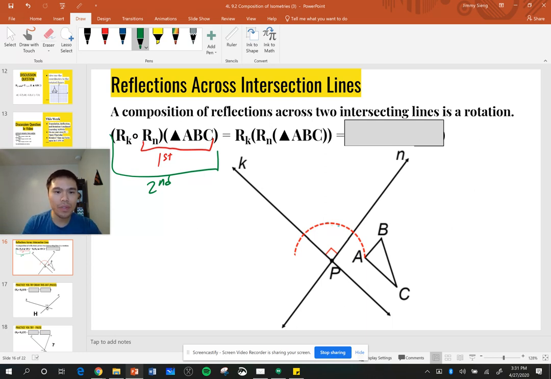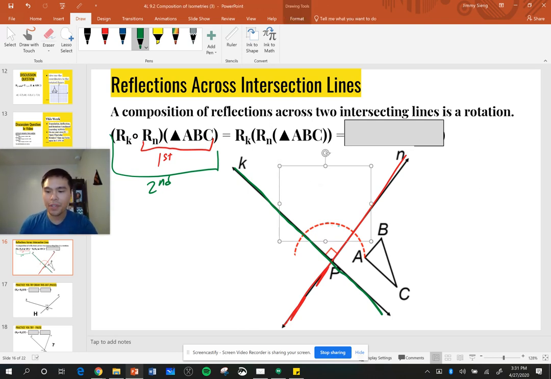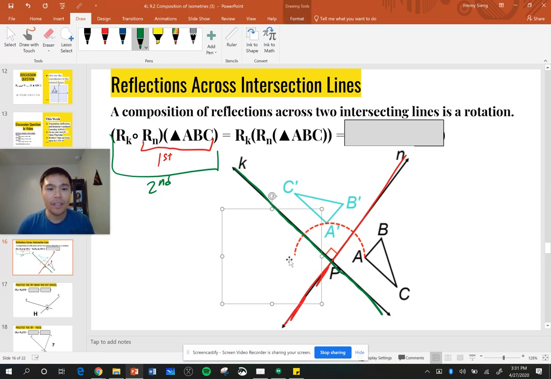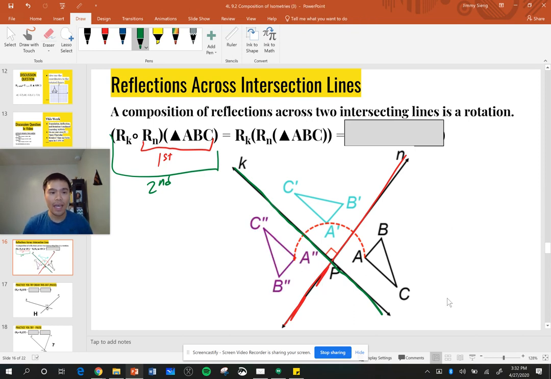So what I'm talking about is I have the line N and the line K. The idea is I'm taking that triangle and reflecting across that line of reflection, right? So what you should have is, here's the first reflection. This should be your ABC prime. There you go, ABC prime. And then you reflect it again off Rk. And there you have A double prime, B double prime, C double prime, okay?